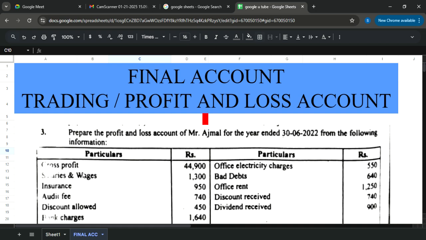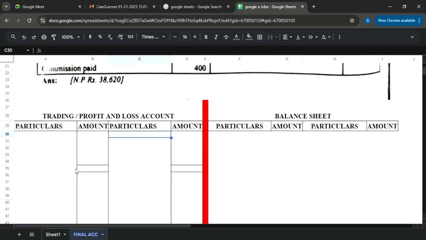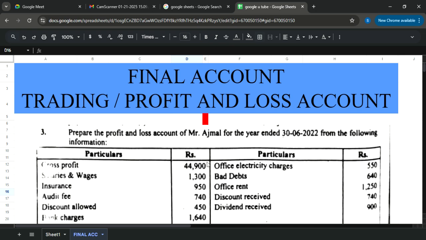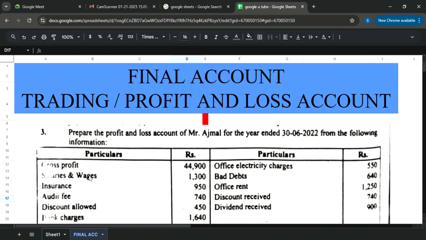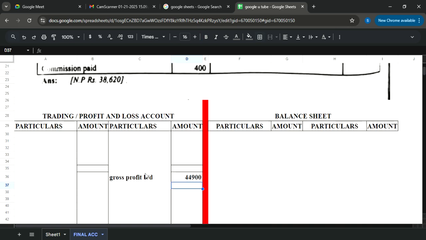Let's start. Since we are not required to make the trading account, gross profit is already present. No need to calculate. And as usual, gross profit would be written over here, brought down here. So you will directly mention gross profit and you will write brought down. The amount written over here is 44900. Write down. Then next, salaries are expenses.